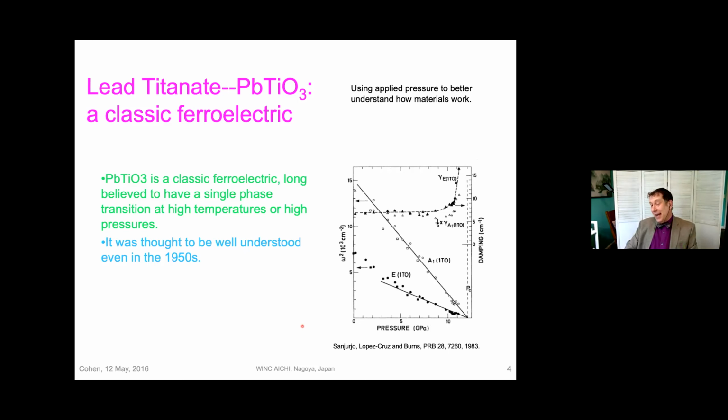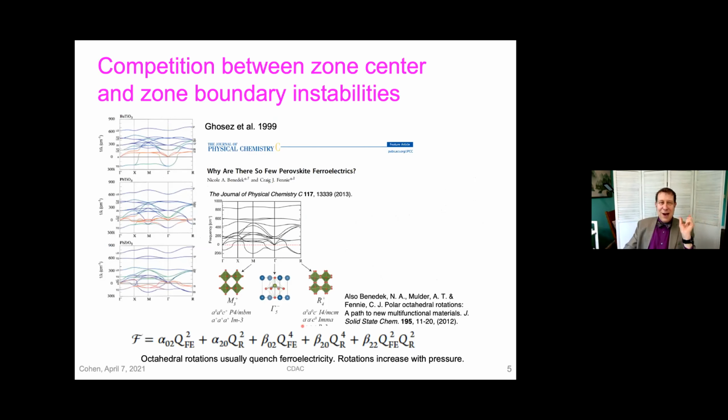And that was great because it was akin to what everybody thought would happen, and it was easy to understand and explain, because the atoms are off center in the zero pressure structure, and as you put pressure on, it makes less room for the titanium atom, and so eventually it gets pushed back onto the center again. And so that's the way people thought everything should work.